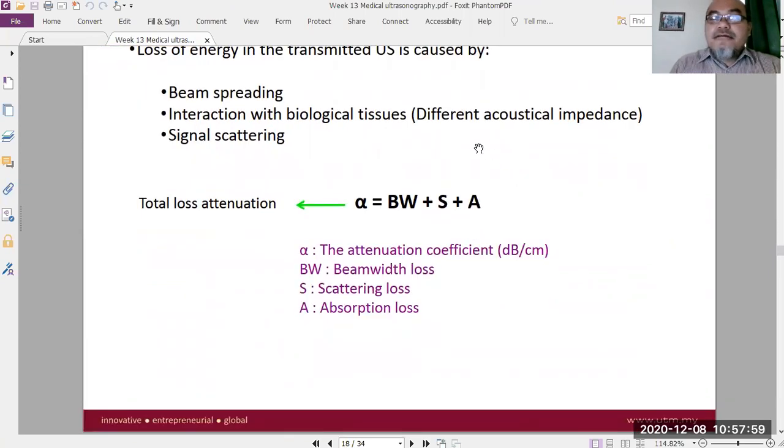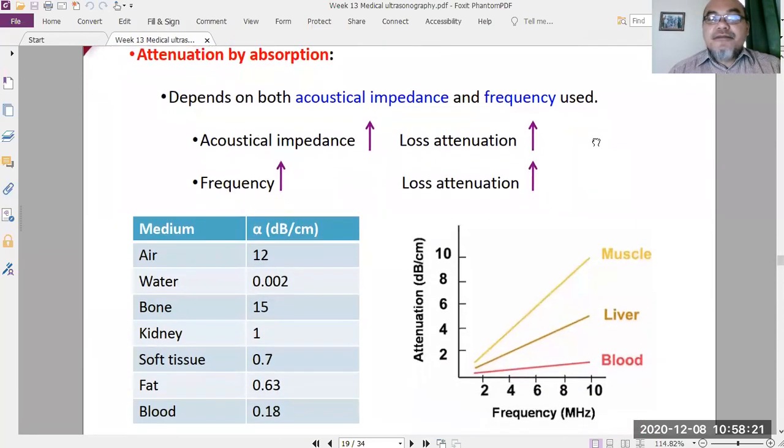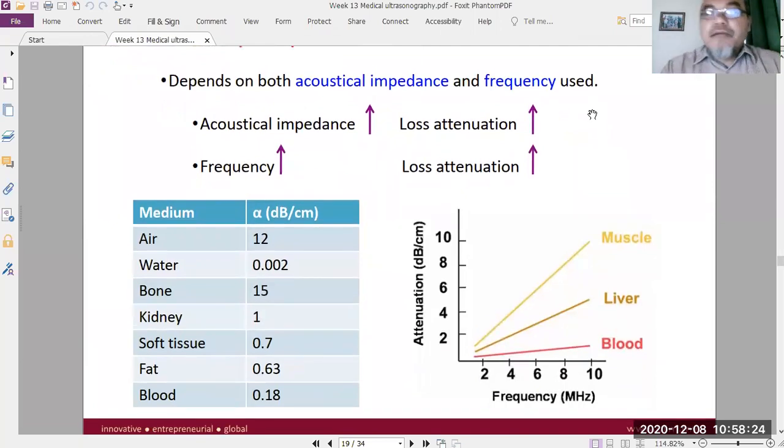So there are three factors that are incorporated in the total loss attenuation. First is the beam width itself, by the beam spreading. The second is the signal scattering, and then absorption when it interacts with the biological tissue. Let's now discuss first the attenuation by absorption. This will depend on the acoustical impedance of that material or tissue, as well as the frequency used.